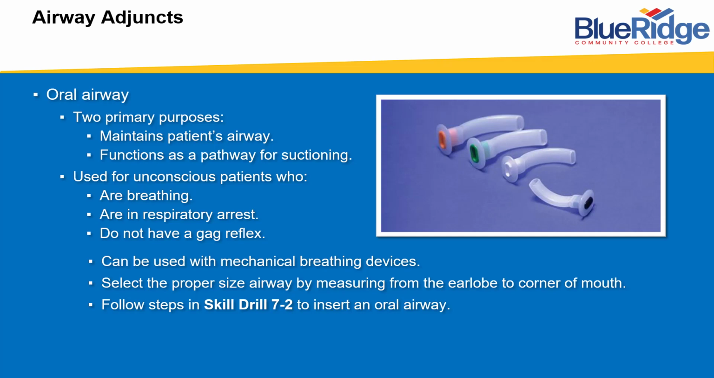One style has an opening down the center, much like a tube. You'll see that in the photo here on your screen. And then there's another style that has a slot on each side, almost makes the shape of a capital I. Same general curved shape as you see there in that picture. Before you insert the airway, you need to select the proper size. Choose the proper size by measuring from the patient's earlobe to the corner of the patient's mouth, from end to end of the oral airway.